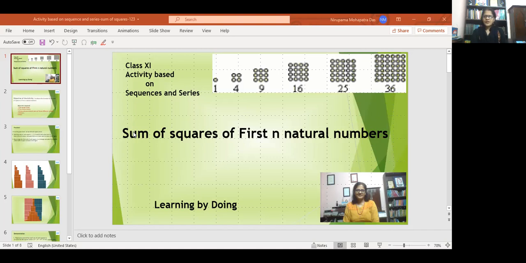Basically, we will be deriving the formula of this series, the sum of squares of first n natural numbers, by applying a very simple activity. So today's focus is an activity based on this sum of the squares of first n natural numbers: 1 plus 4 plus 9 plus 16 plus 25 and so on up to n square. Okay, so let's start our learning by doing activity.